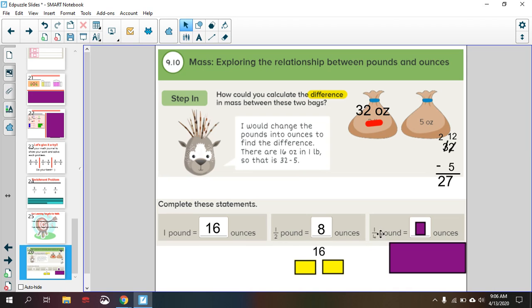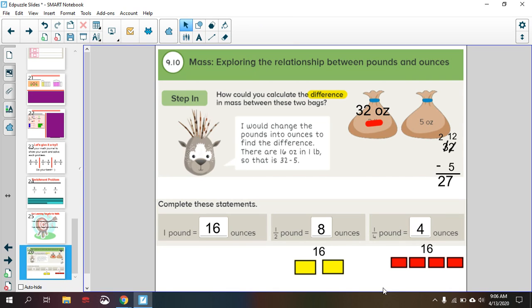Now, the next thing they want us to do is they want us to think what a fourth of a pound would be. So again, that's where we have to take that pound, or those 16 ounces, and we have to separate it or divide it into 4 equal groups. Or if we look at this, we know that something times 4 is going to be 16. What's that missing part?